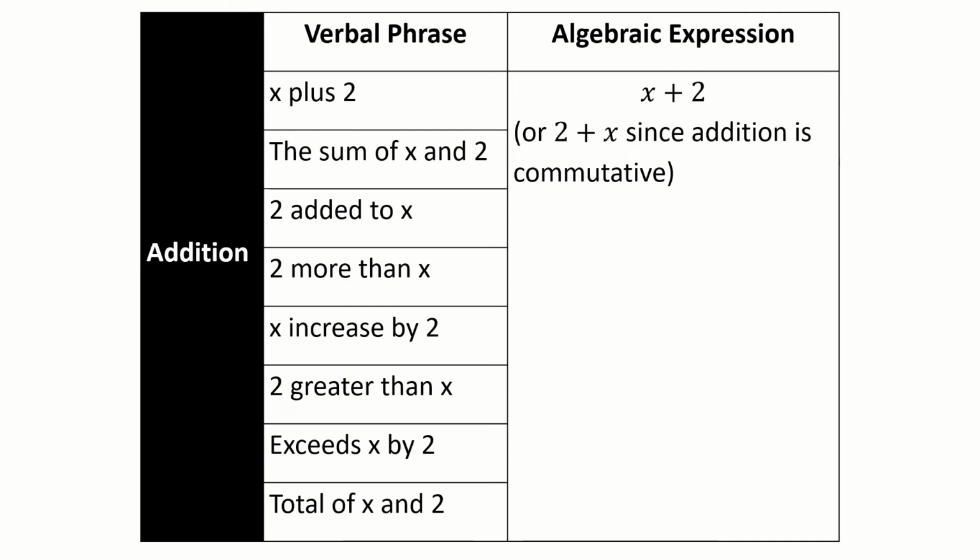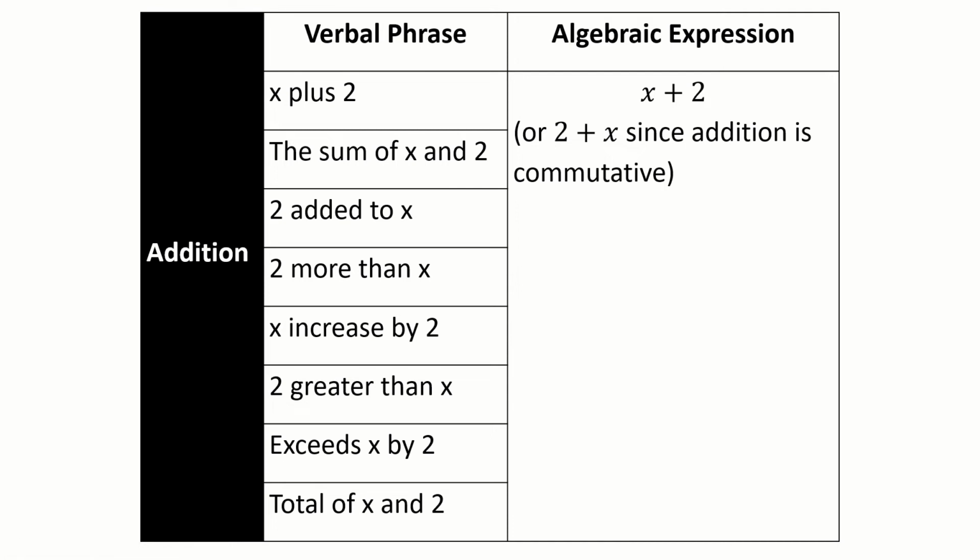So it's addition if you see the word plus, or the sum of, added to, more than, increased by, greater than, exceeds, blank by, and total of. You have to be careful, but the good thing for addition is that addition is commutative. So when you translate all of this, it will give you x plus 2. And if your answer is 2 plus x, that would still be fine because, again, addition is commutative.